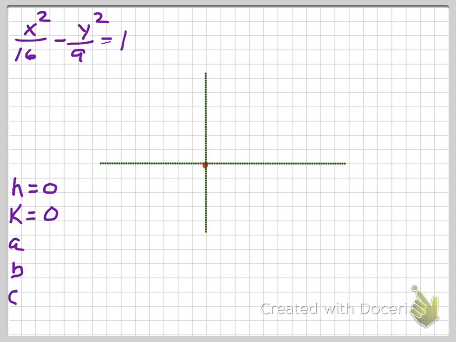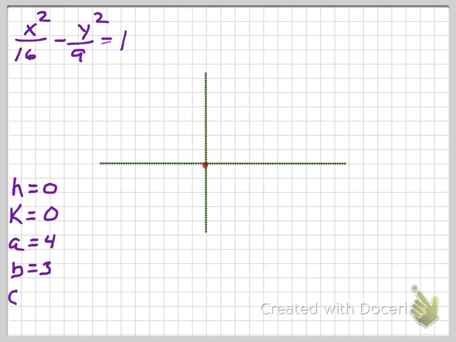a squared is always the first denominator when dealing with hyperbolas. So a squared is 16. That means a is 4. b squared is the second denominator with hyperbolas. So b squared is 9, which means b is 3.